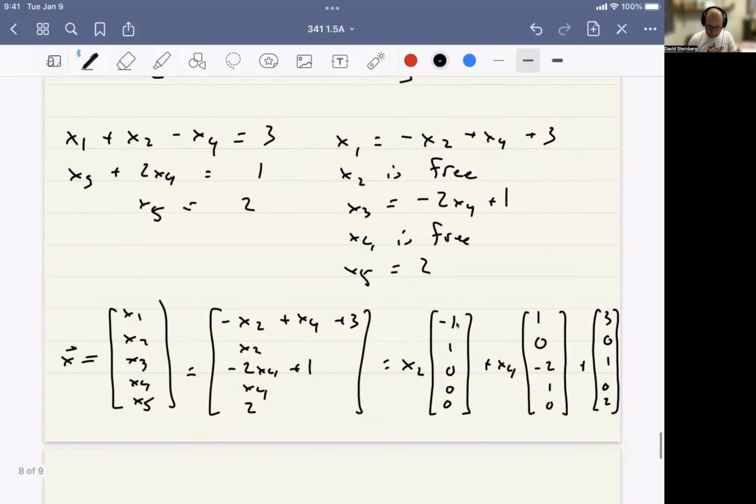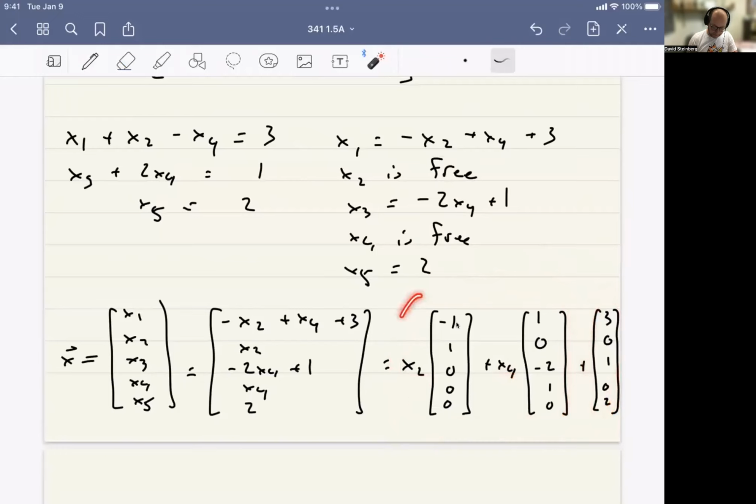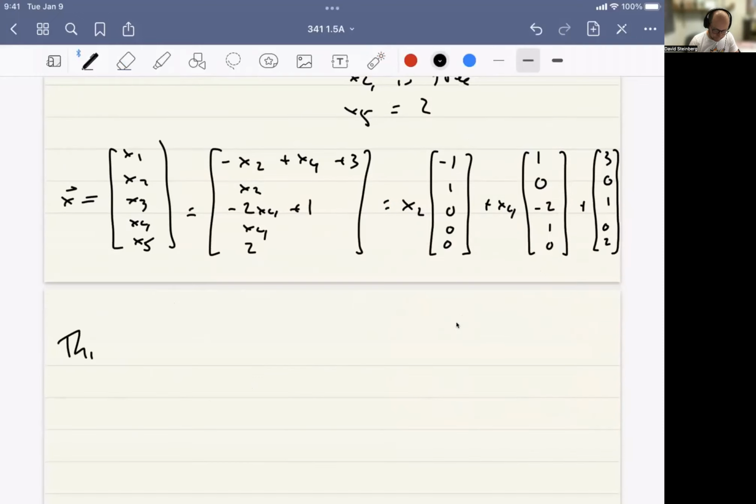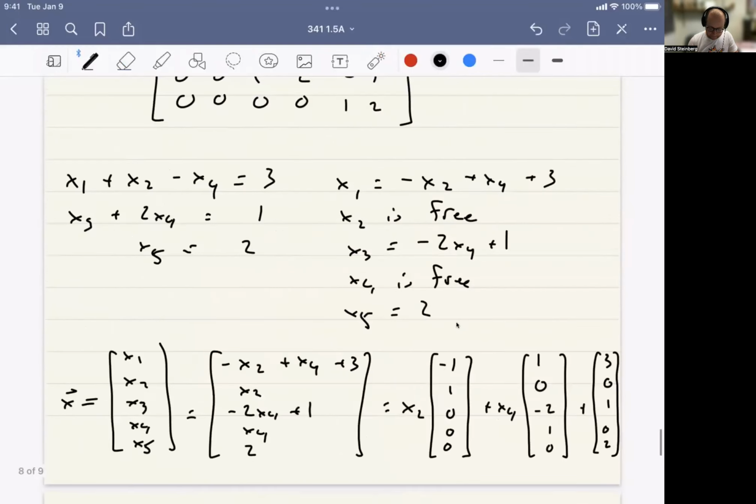Okay, so according to this theorem, here is the single vector, and here's an arbitrary homogeneous solution. For every value of x2 and x4, this thing is giving us a solution to the homogeneous equation. This is a complete solution to Ax equal to whatever it was equal to, 3, 0, 1.